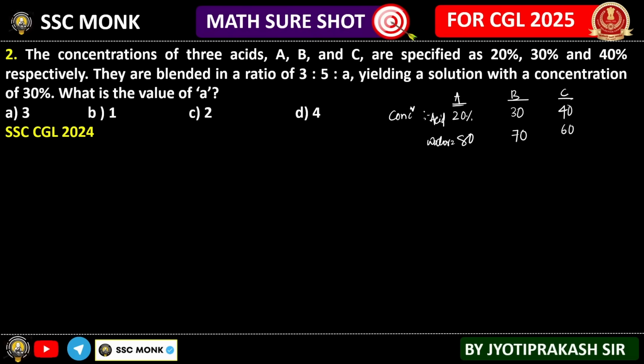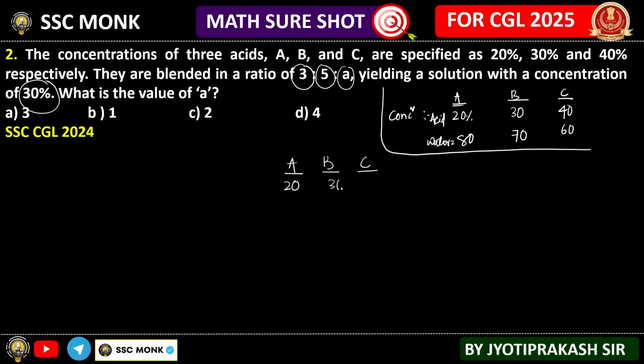Now what happened? When they are mixing all these together in the ratio of 3:5:A, the total percentage of the mixture came out to be 30%. Now see, A, B, C. This was an understanding. Now we are solving it. A 20%, B 30%, C 40%. Now what happened? A was 3, B was 5, C was A parts. They came together and they formed the mixture.